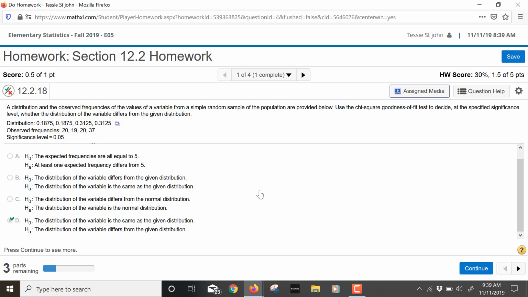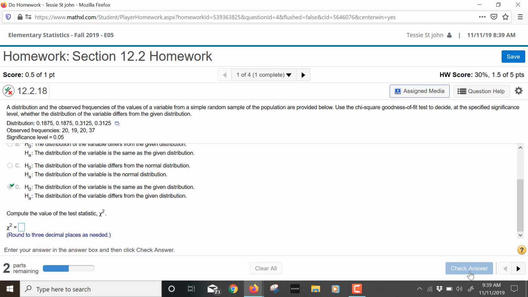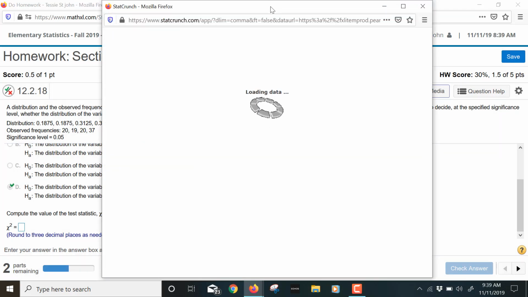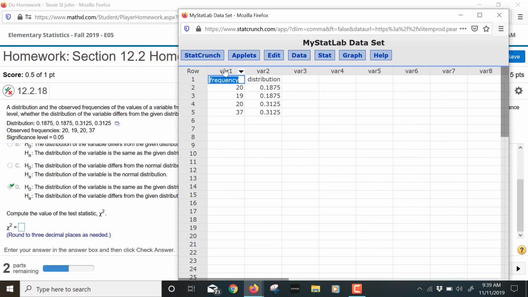My next step is to find that test statistic. So again, I'm just going to open this in StatCrunch. That's the easiest way to do it. And I'm going to put this as my observed. This is my distribution. And I need to find my expected value.